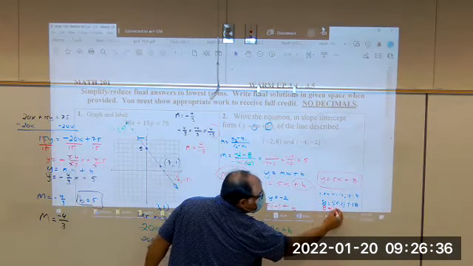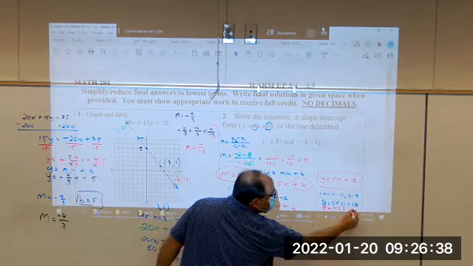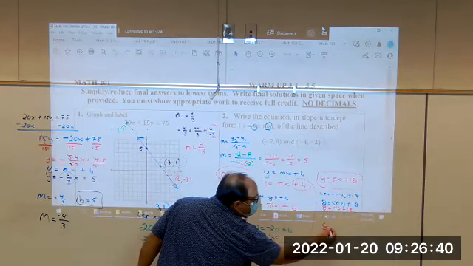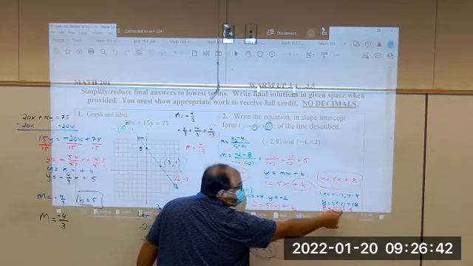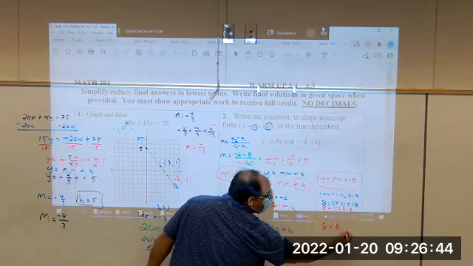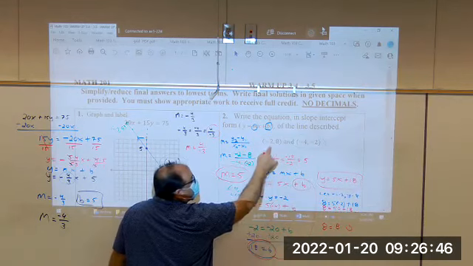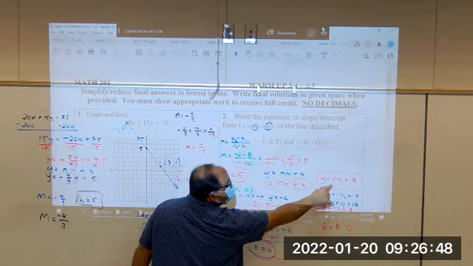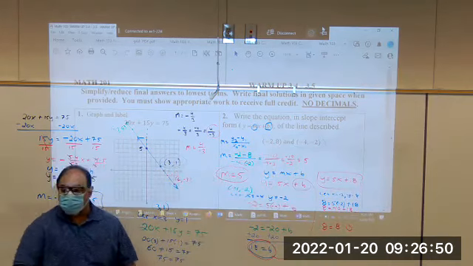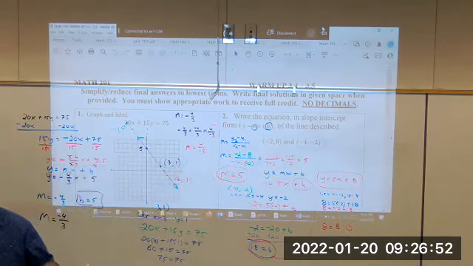5 times -2 is -10 plus 18. So 8 is supposed to equal -10 plus 18. That's an 8. So when I plug in this ordered pair into the equation that I made, it comes out right. I know I did the problem correctly. I have the right equation.